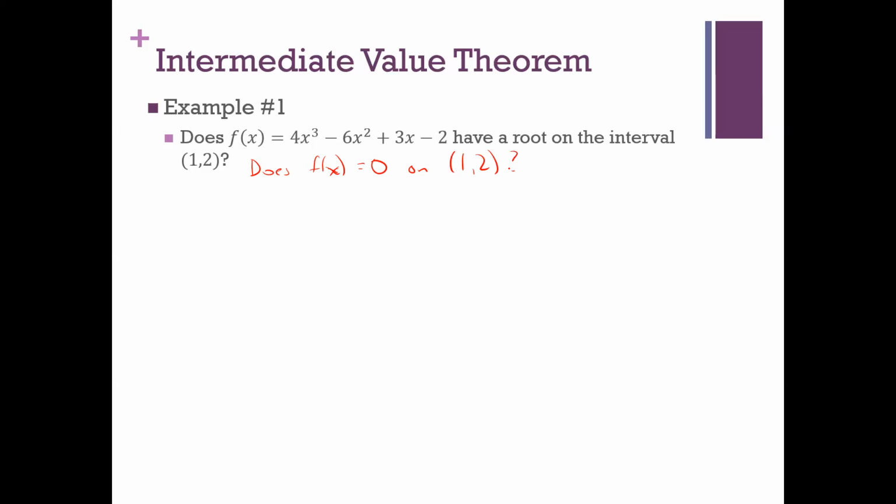So let's use the intermediate value theorem. What's the first question I have to ask myself? Is f continuous on the closed interval from 1 to 2? I got some votes for yes. How come? Continuous everywhere because it's a polynomial. All right. Next thing I should look at: what is f of 1? -1. What is f of 2? 12.